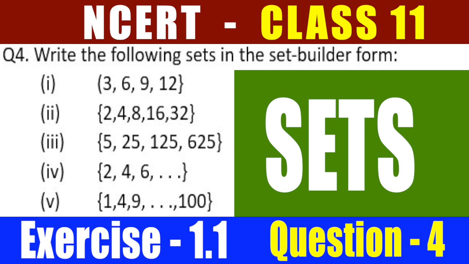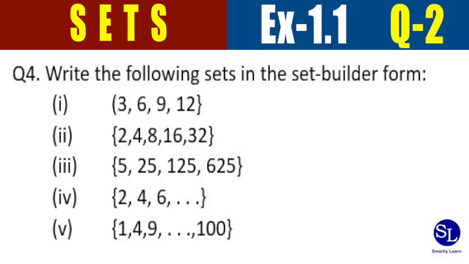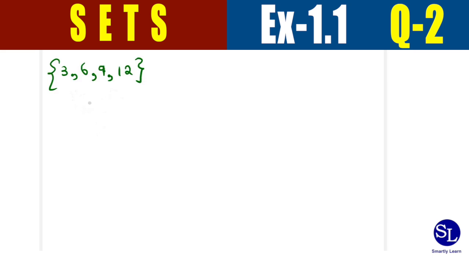In this video, we are going to see how to solve the fourth question in exercise 1.1. Write the following sets in set builder form. So we'll take a note of the first set's elements. The elements are 3, 6, 9, 12. Let me name this set as A.